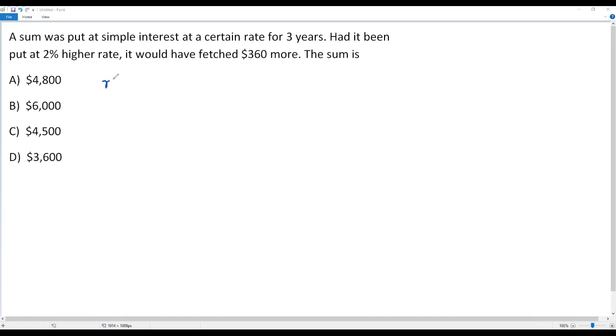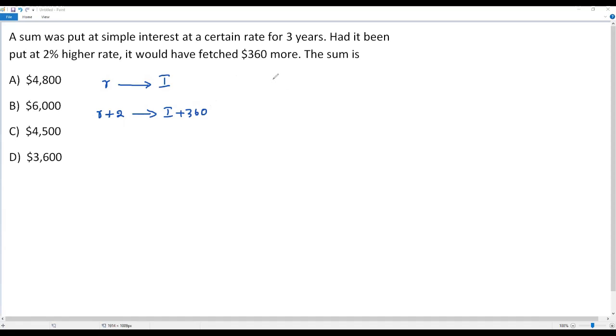Okay, let's say R is the original rate of interest, and let's assume capital I is the interest earned. If the interest rate is 2% higher, then this R will become R + 2. So then we'll get $360 more interest, that is I + 360. So this expression represents the interest if the interest rate is 2% higher.